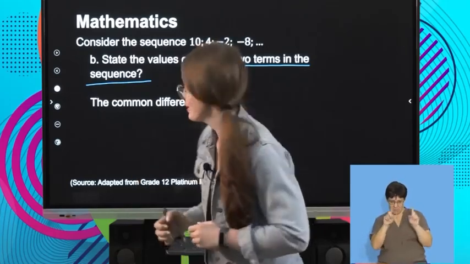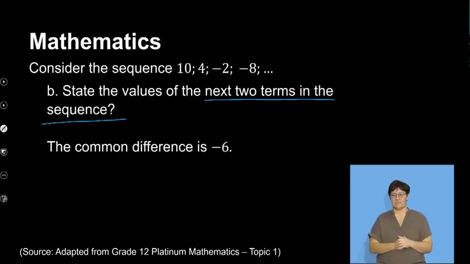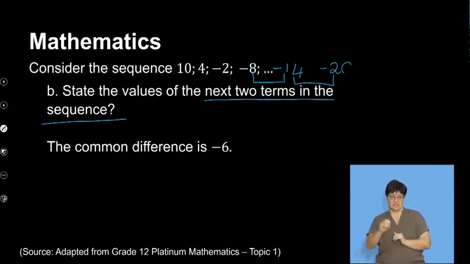Let's go to the board. So I'm going to subtract 6 over here. -8 minus 6 will give me -14. Then I'm going to subtract 6 again, which is going to give me -20. So the next two terms of the sequence are -14 and -20.